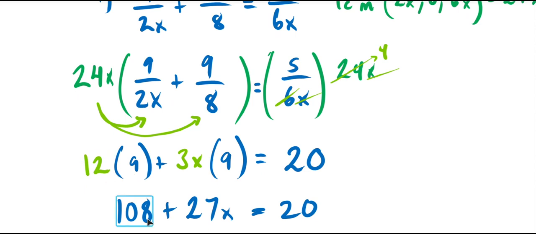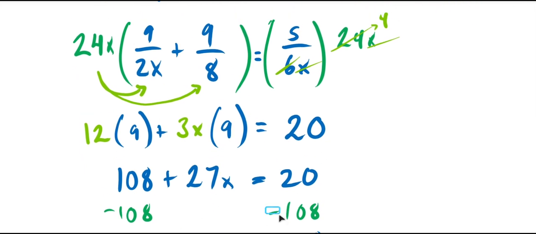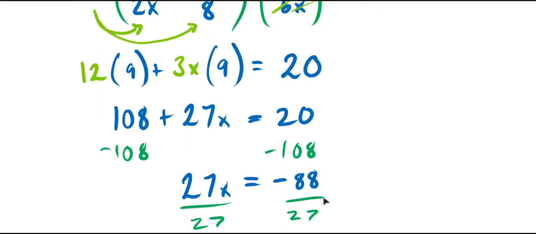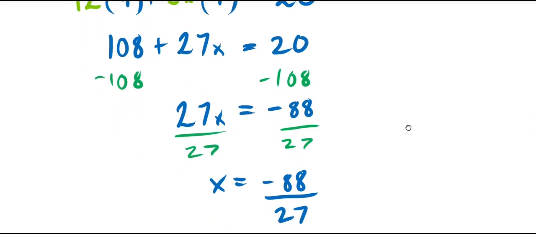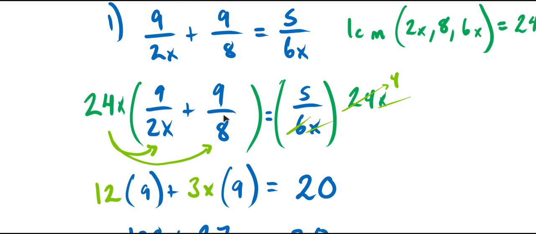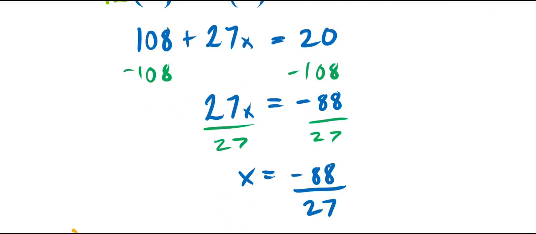When we multiply 12 by 9, we get 108. 3 by 9, we get 12. Minusing the 108 from both sides, we wind up with negative 88. And dividing by 27, we have negative 88 over 27. That doesn't reduce. It's not our forbidden value, which was 0, because 0 would have made these denominators 0. And so this is going to be our answer.